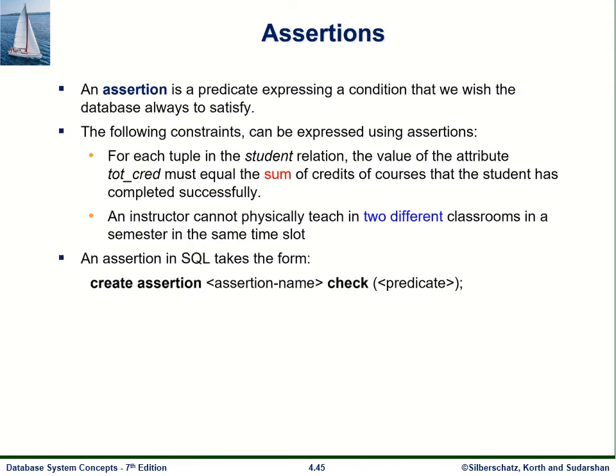So the last one about this section is about assertion. In fact, assertion is that we want to perform a database condition check, database level. So that means it's a predicate expressing a condition that we wish the database always to satisfy. Let's look at the examples.